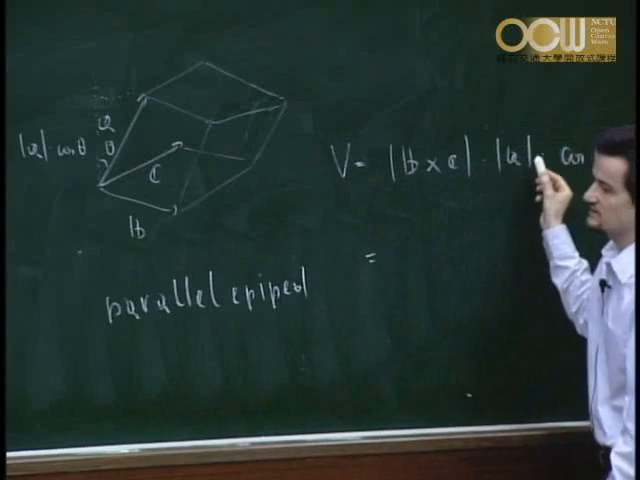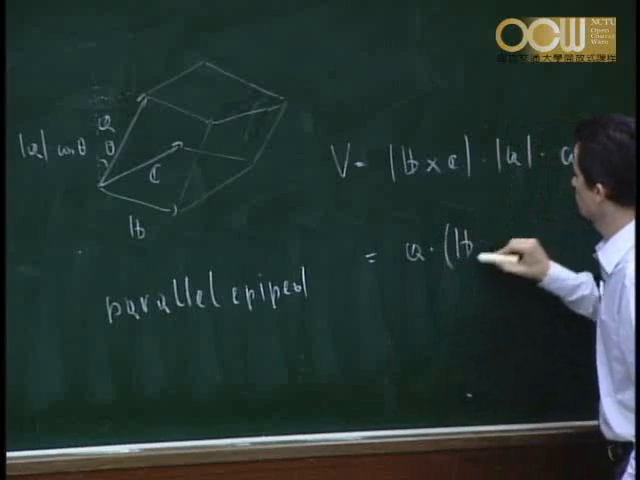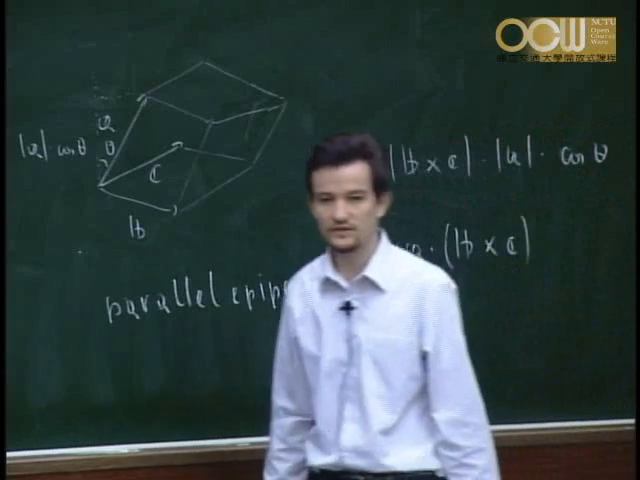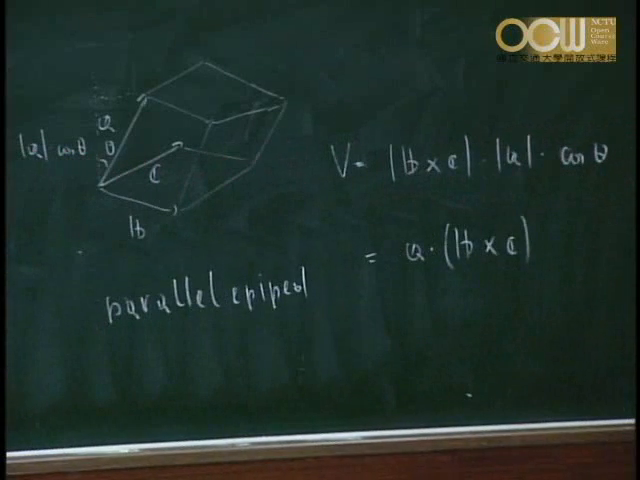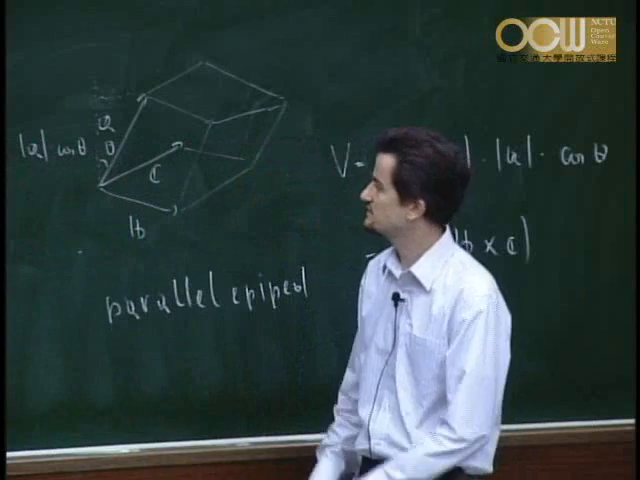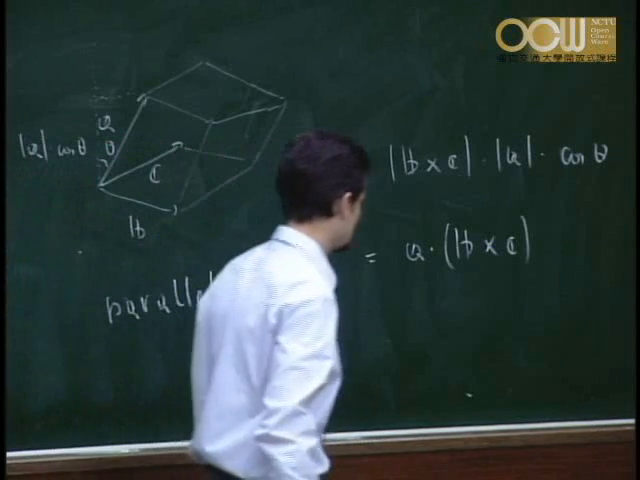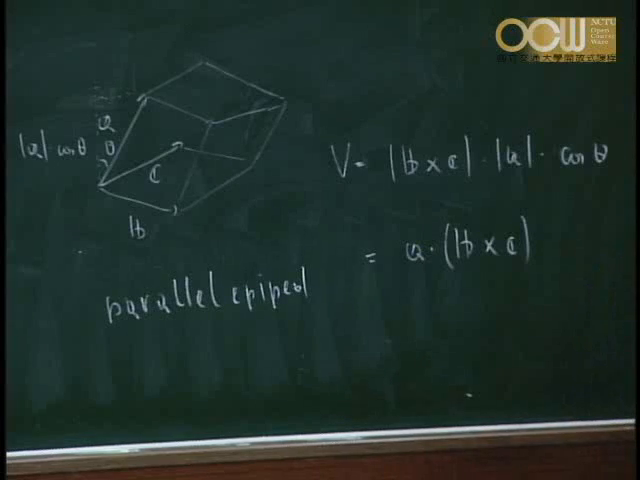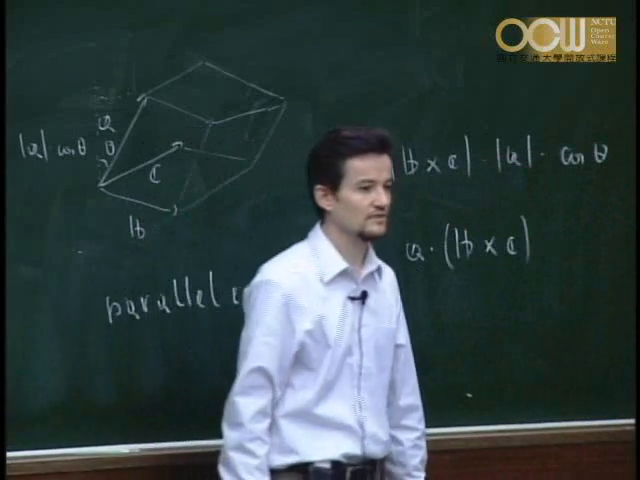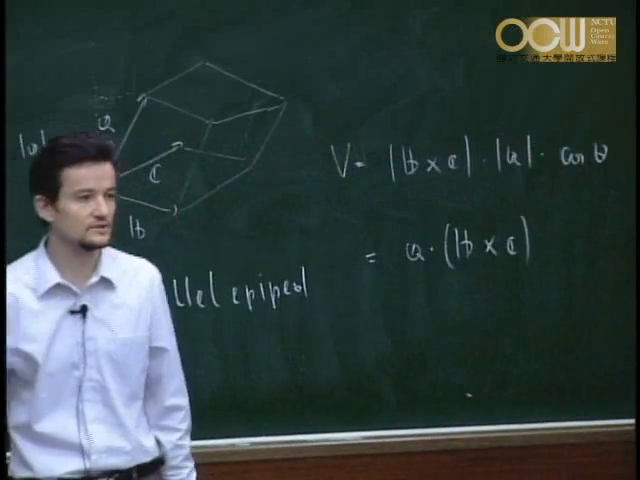And you see what you get here is just the scalar triple product. So this is A times the cross product between B and C. The scalar triple product is a scalar, and the meaning of the scalar triple product is it gives you the volume of the parallelepiped spanned by A, B, and C. And this has a simple consequence, namely the scalar triple product is zero if and only if the three vectors A, B, and C lie in the same plane. This is called coplanar.